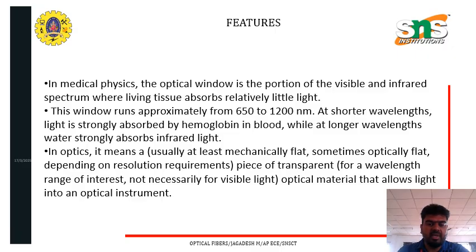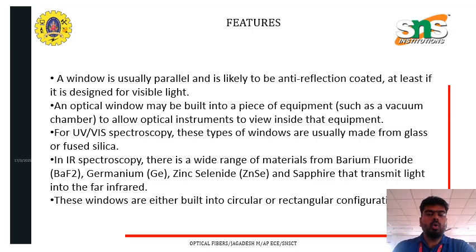light. In optics, it means usually at least mechanically flat, sometimes optically flat, depending on the resolution requirement, a piece of transparent material for the wavelength range of interest, not necessarily for visible light. Optical material that allows light in. A window is usually parallel and is likely to be anti-reflection coated, at least if it is designed for visible light. An optical window may be built into a piece of equipment such as a vacuum chamber to allow optical instruments to view inside that equipment.